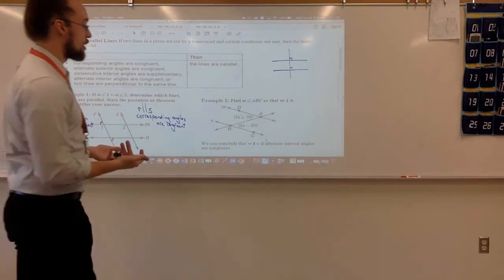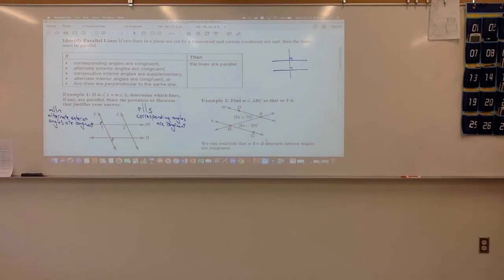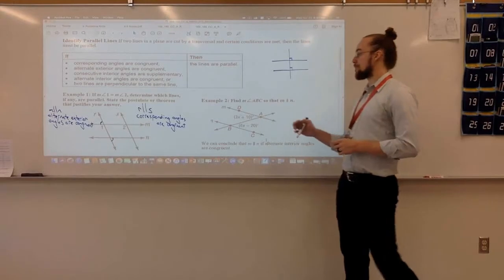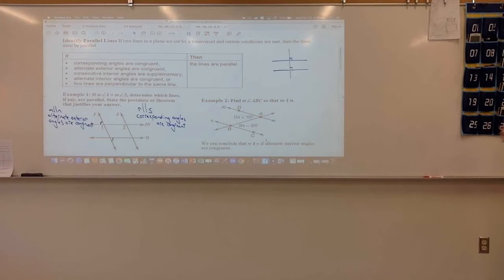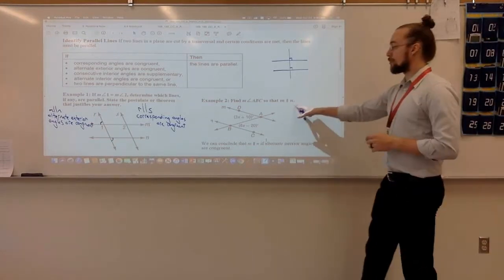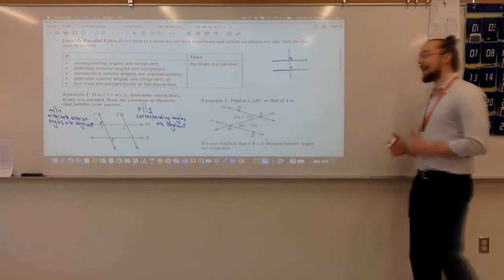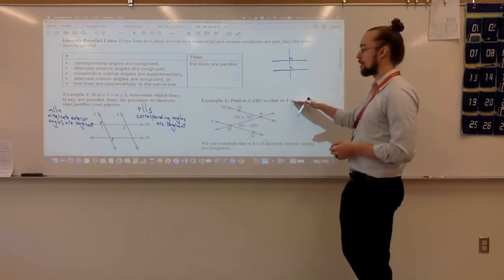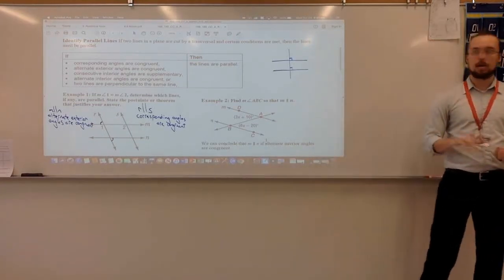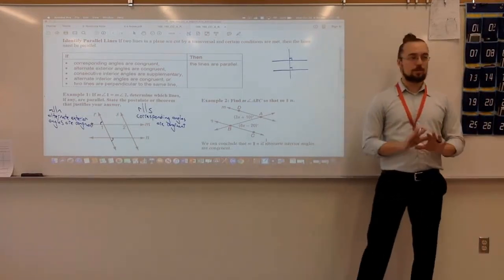The other idea for today is actually basically exactly what we did in section 2.7. The directions are just a little bit different, but the process to solve the problems is going to be the same. So if we look at this example, it says find the measure of angle ABC so that M is parallel to N. Before we said, well, assume M and N are parallel, find this angle measure. Now we're just saying find the measure of the angle so that the lines are parallel. It's the exact same process.